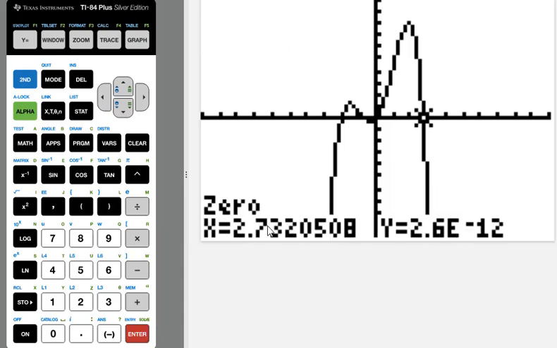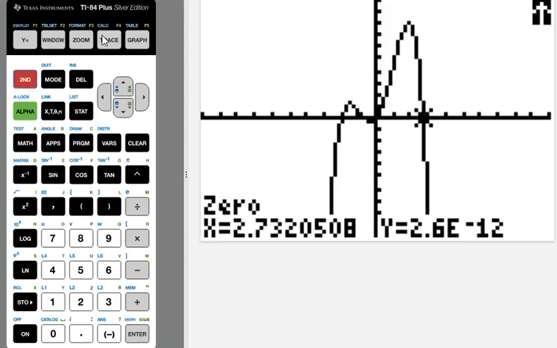You could see your answer will be 2.73. That will be the x-intercept. Remember, we need 3 significant figures. Now we can work out this maximum point.